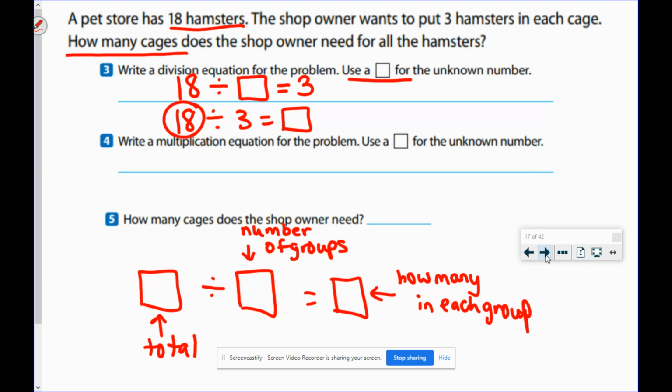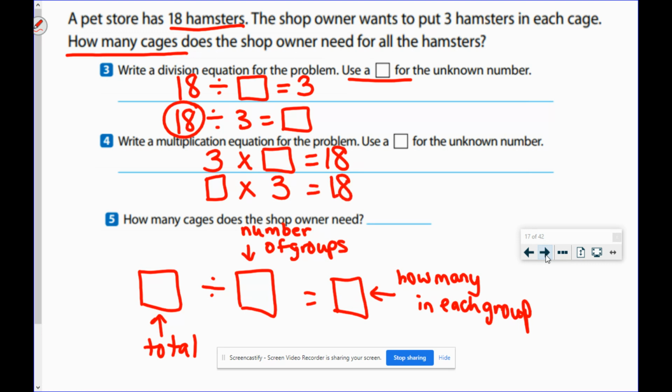Write a multiplication equation for the problem. If I have 3 hamsters being put into groups, some number of groups, which I wasn't given in my word problem, that will give me 18 in all. I have 18 total. Or you could say you don't know the number of groups, but you're going to put 3 in each group, and that equals 18.